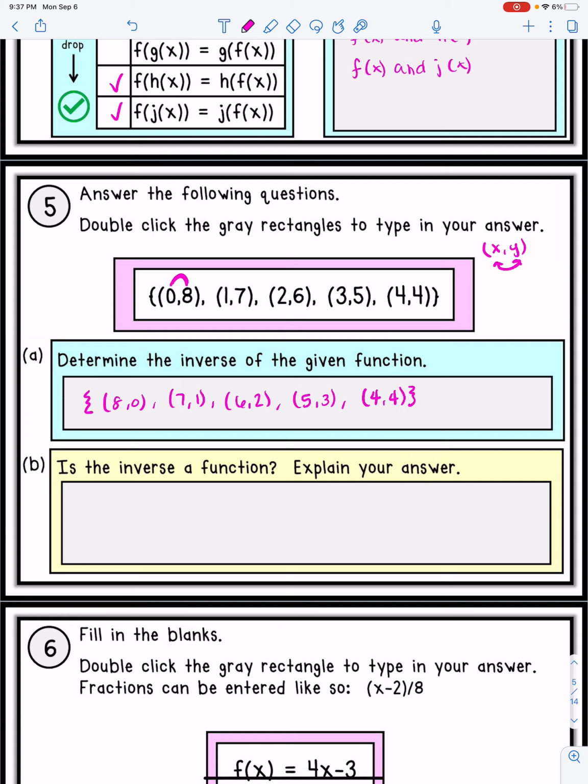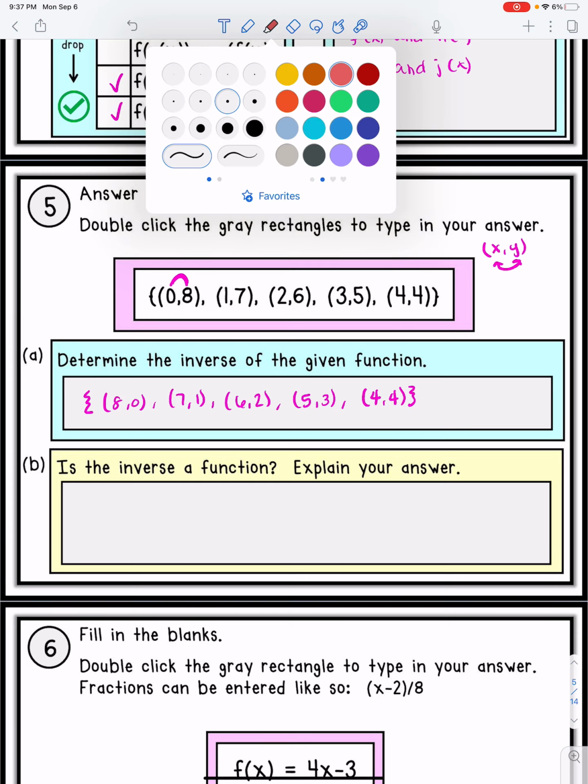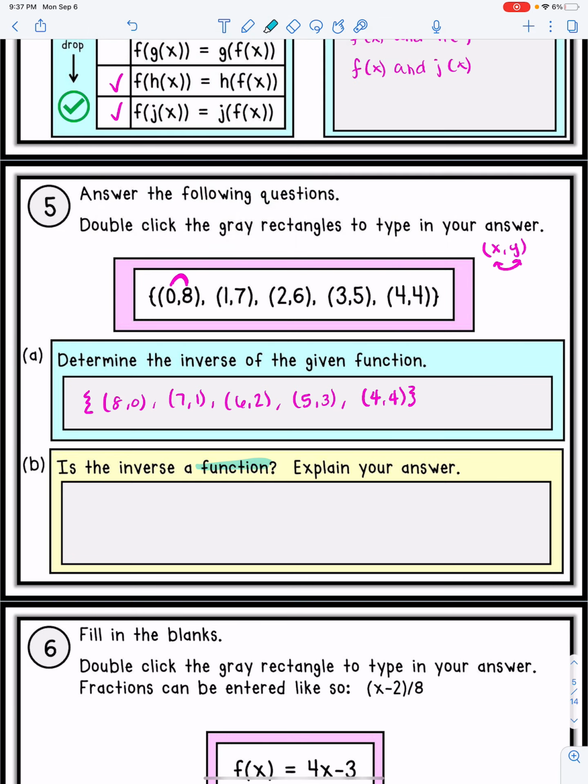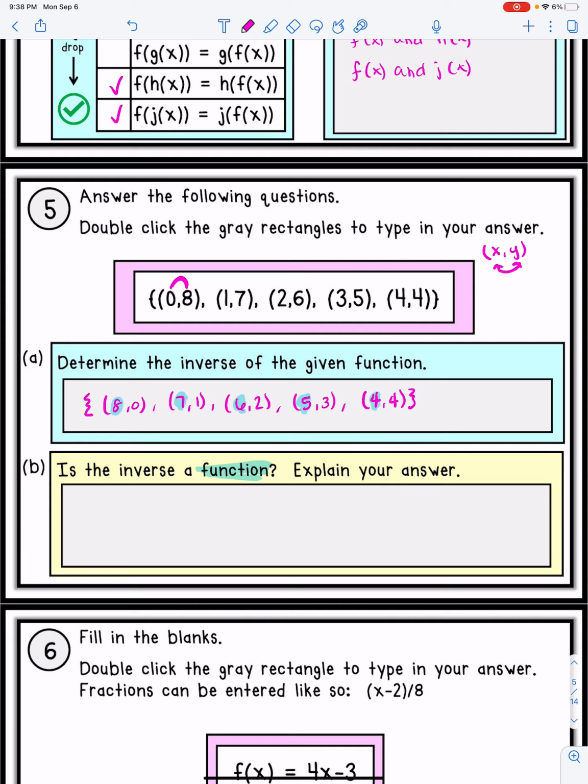Okay? Is the inverse a function? In order to be a function, your x values are not allowed to repeat. So my x values, 8, 7, 6, 5, 4. No x values are used more than once, so we say yes. Each x value is only used one time.